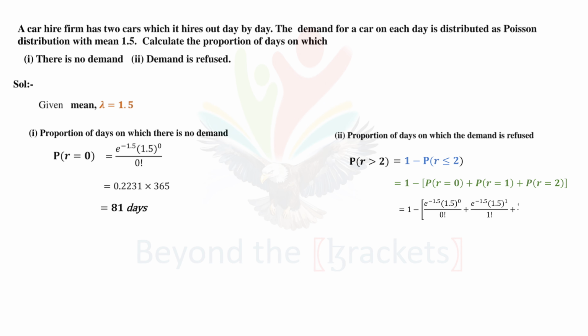For r is equal to 2, it's e power minus 1.5, 1.5 power 2 by 2 factorial. All the terms simplify to 0.1912. Converting this into number of days by multiplying it with 365 gives approximately 70 days in a year.